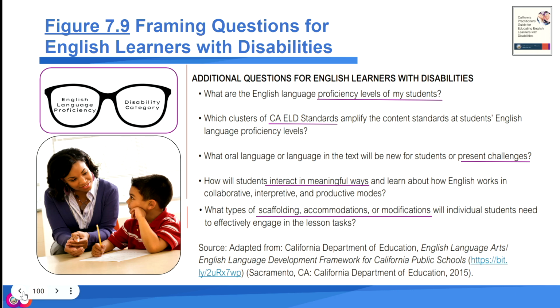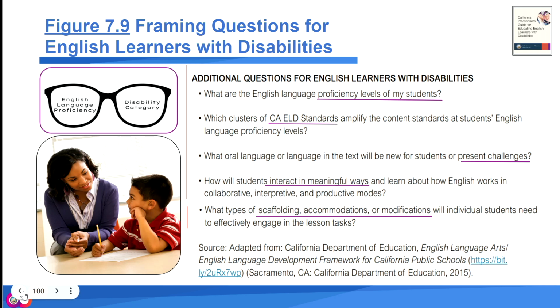So let's talk a little bit about some tools that can be found in the California Practitioner's Guide to help us be more intentional in providing these types of supports and services. Figure 7.1 is a list of framing questions that, and I've taken the liberty to underline, to highlight some of the key things that we want to remember as we're thinking about how to design and deliver ELD instruction for our students with disabilities.